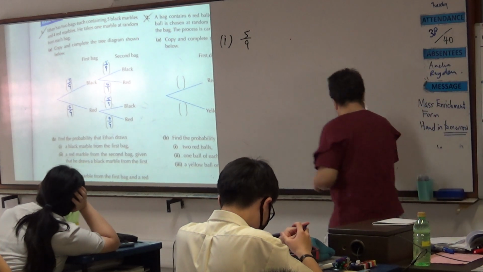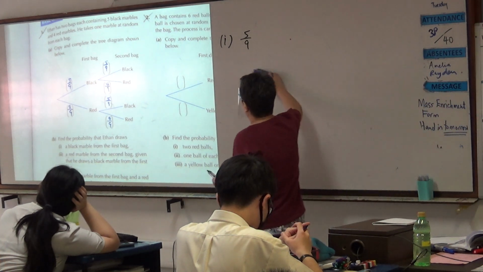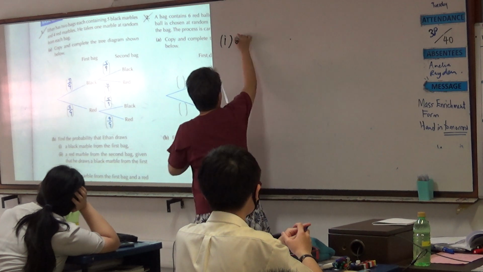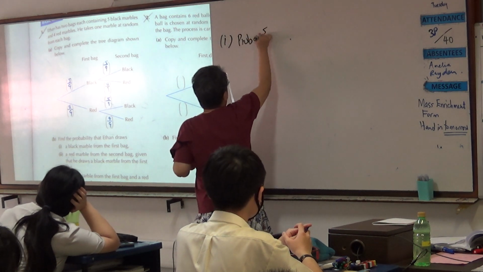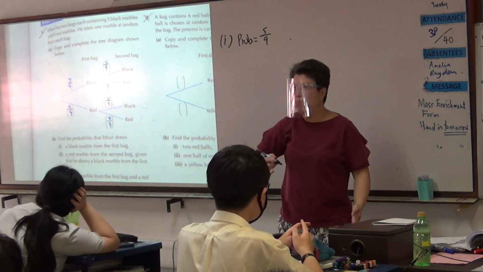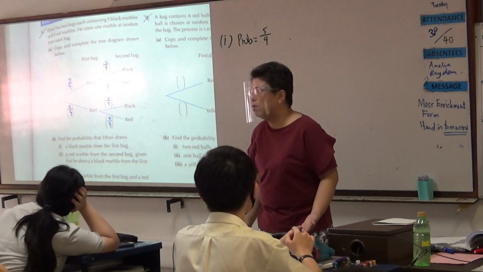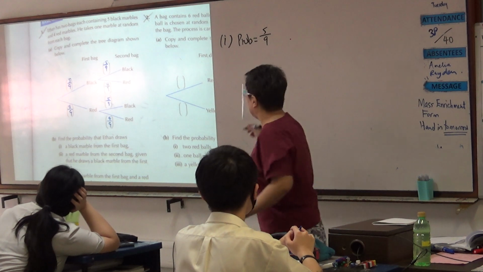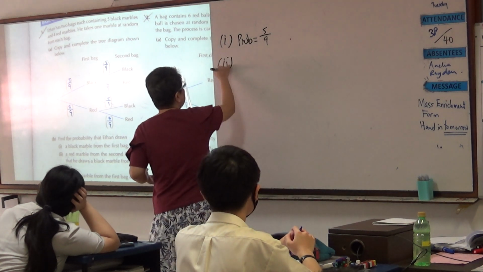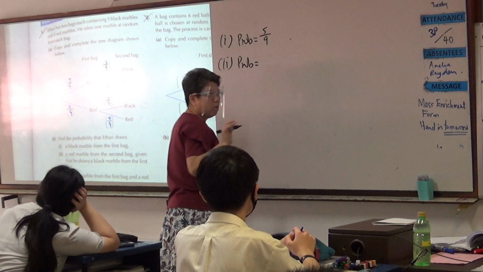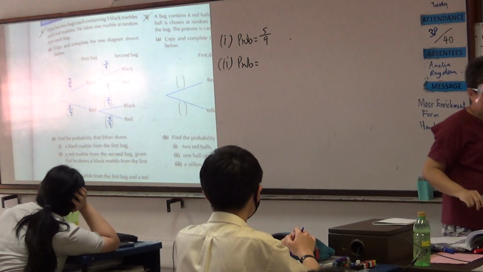Now I told you already, you don't just put 5 over 9. What must you write at least? Put up 5 over 9. Some of you only put P. Must not put anything. Understand now? Yes or no? Okay, now part 2. Some people got it totally wrong. Look at the question. What did part 2 say?